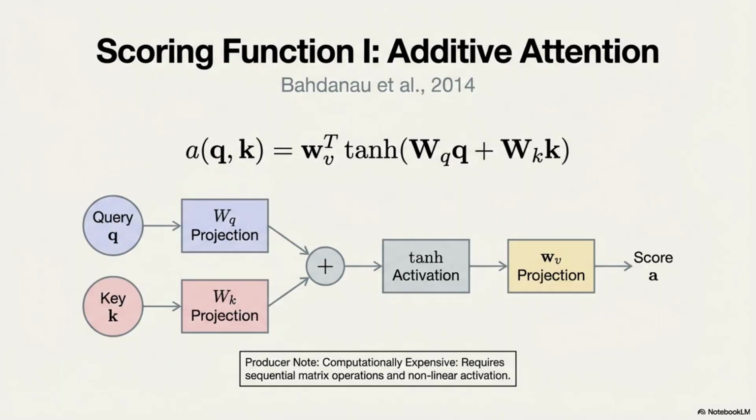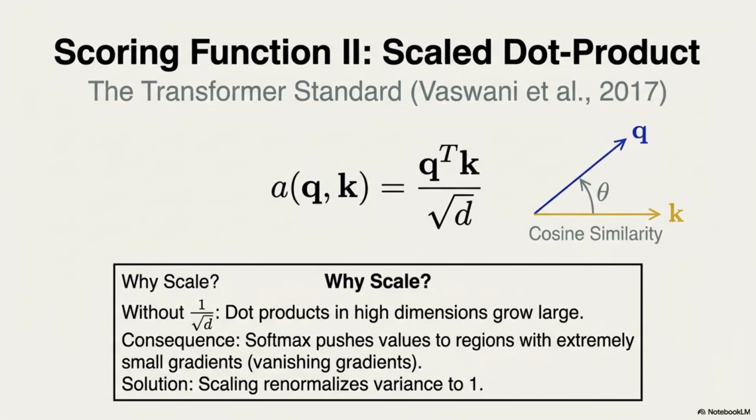Now that score function we just talked about, it's evolved. The original version, back in 2014, was called additive attention. It was powerful, for sure, but it was also kind of slow and clunky. The real game changer was scaled dot product attention in 2017. That was the rocket ship.